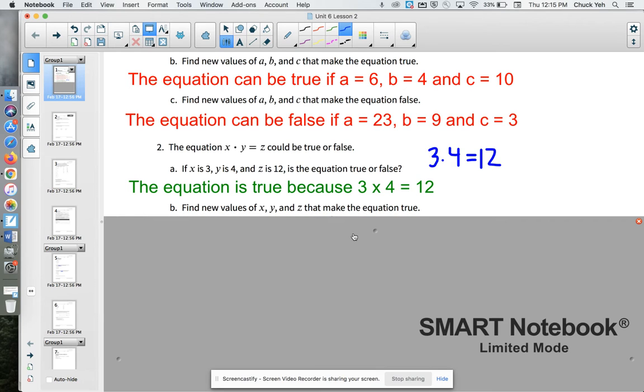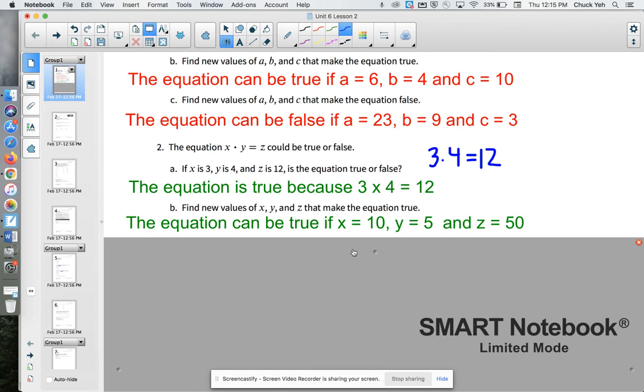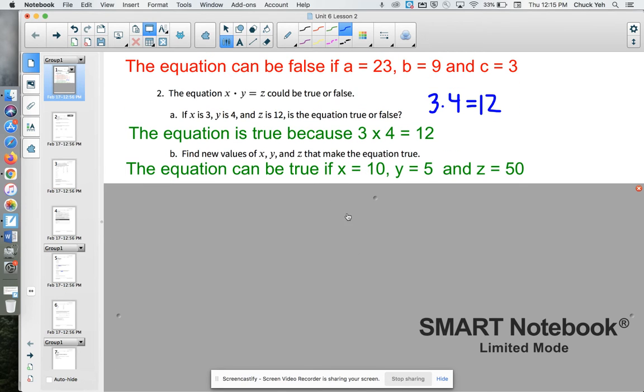Find new values of x, y, and z that make the equation true. Going to pause that. When you're ready, unpause it. 10 times 5 is 50.